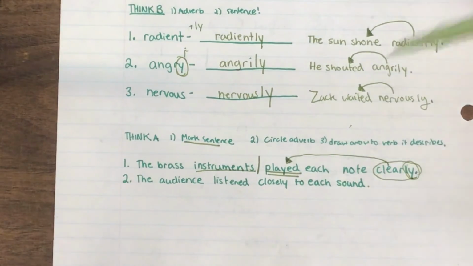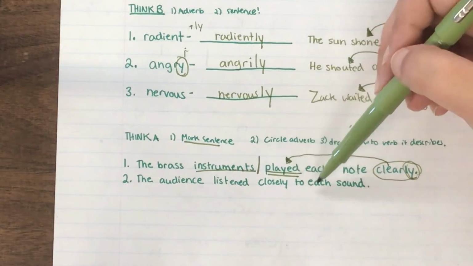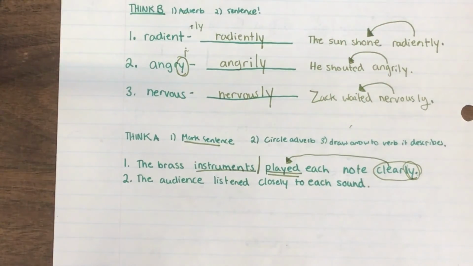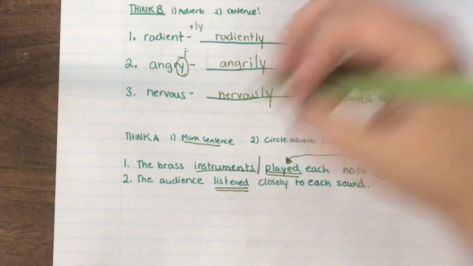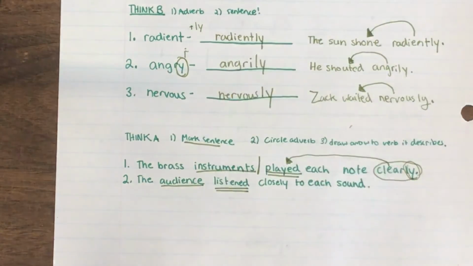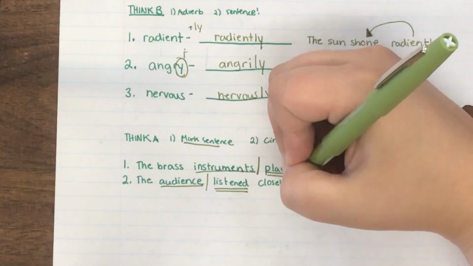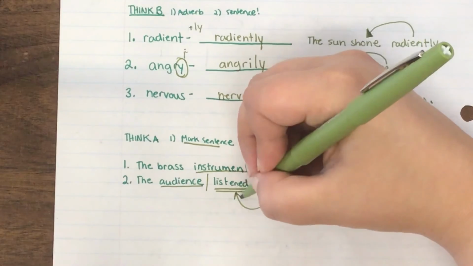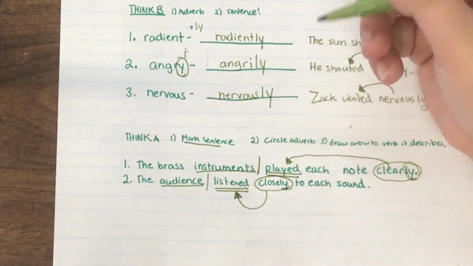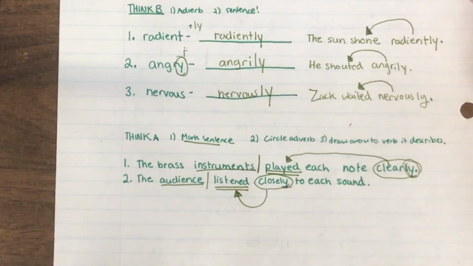Let's look at the second one. The audience listened closely to each sound. So first of all, I'm going to look for my verb. Listened is my action verb. Who listened? The audience did. So audience is going to be my subject. Draw a line to separate them, and then I'm going to think about the word that describes how they listened. Did they listen the? Did they listen each? No, they listened closely. So closely is my adverb. It's describing listened. And hey, it also ends in ly, so it's nice and easy to find. Try the rest of them out, grade 4s, and see how you do.